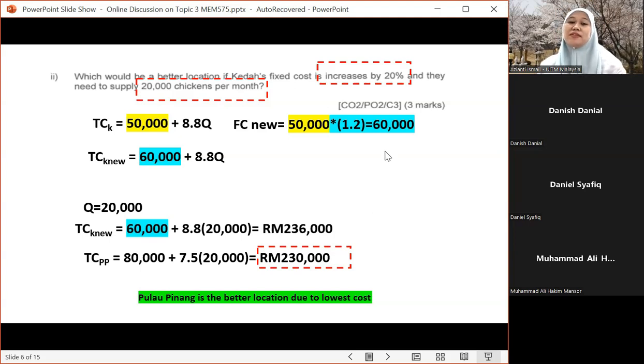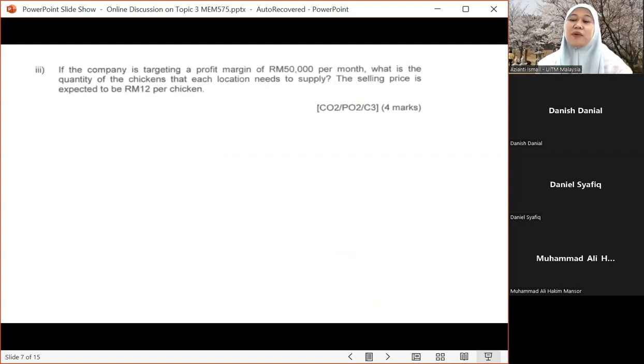Okay, so it's quite clear on this step by step. And we're going to do the last part. Now, we no longer use the graph. If the company is targeting profit, we're going to talk about profit. So when we hear about profit, we use this formula: Profit equals Q times (R minus V) minus FC. R is the selling price, V is the variable cost, and FC is the fixed cost.